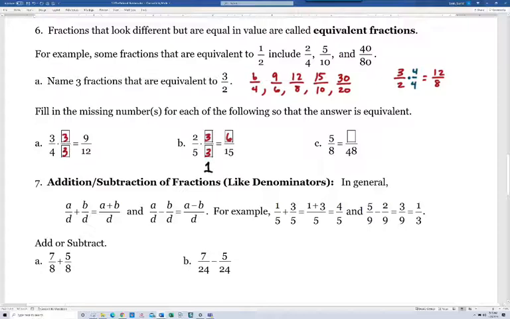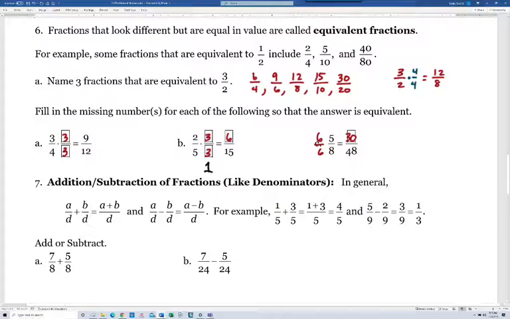On letter C, you have 5/8 is equal to some number over 48. Well, you can see that the 8 is multiplied by 6 to get 48. So we're going to have to multiply 5 by 6, and so we get 30 over 48. All right, so that's how we build fractions.